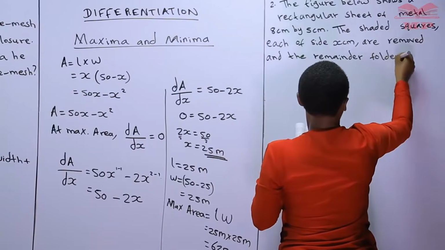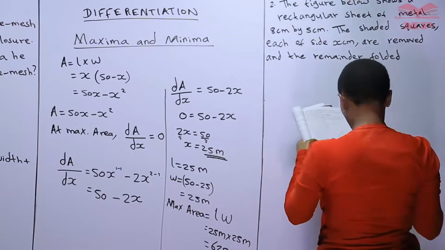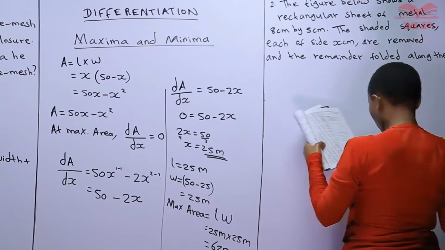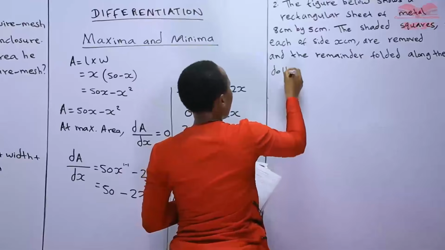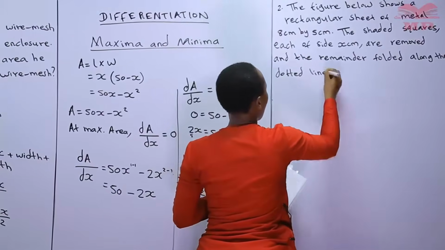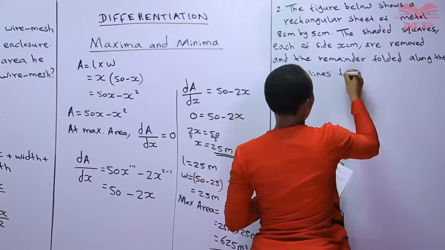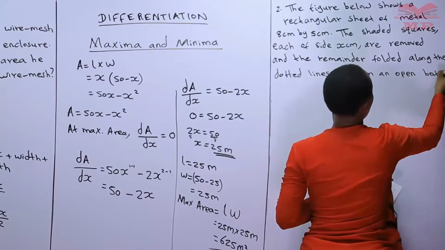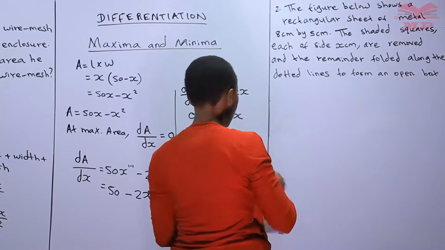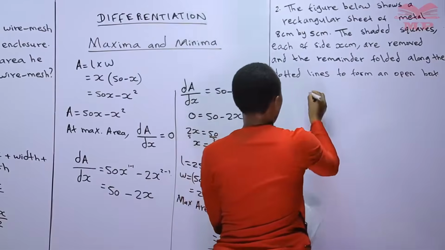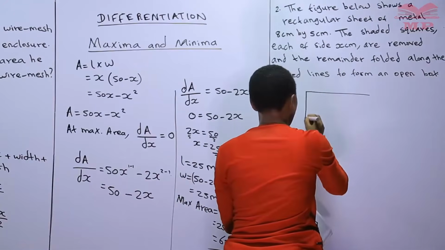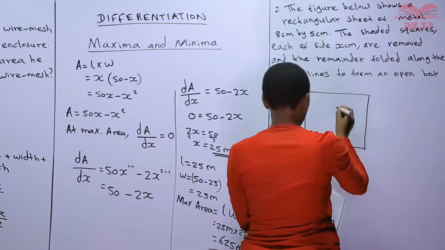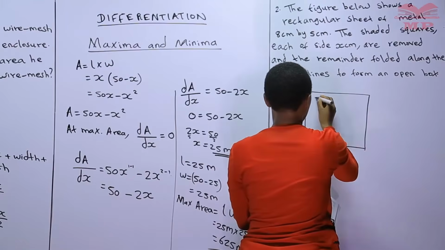is folded. The remainder is folded along the dotted lines to form an open box. So this is what we have been given. This is how the rectangular sheet looks. And then we have the squares which are being removed. So we have it this way.